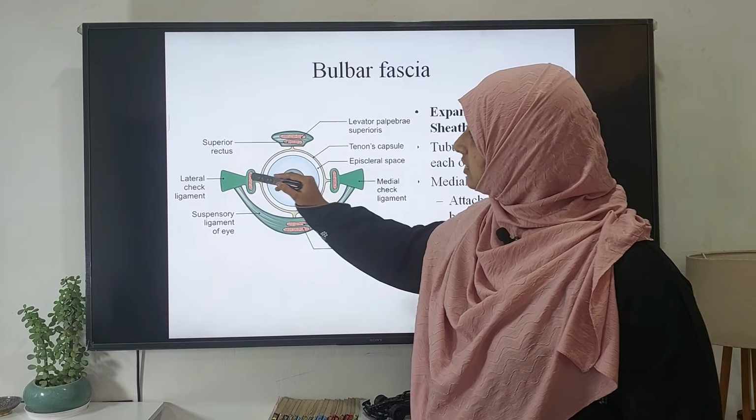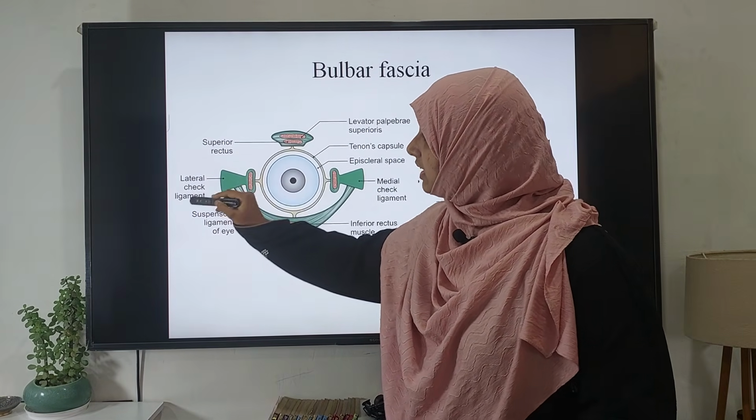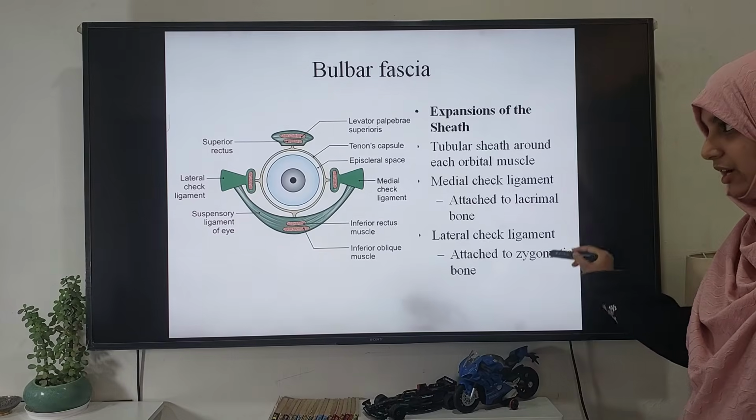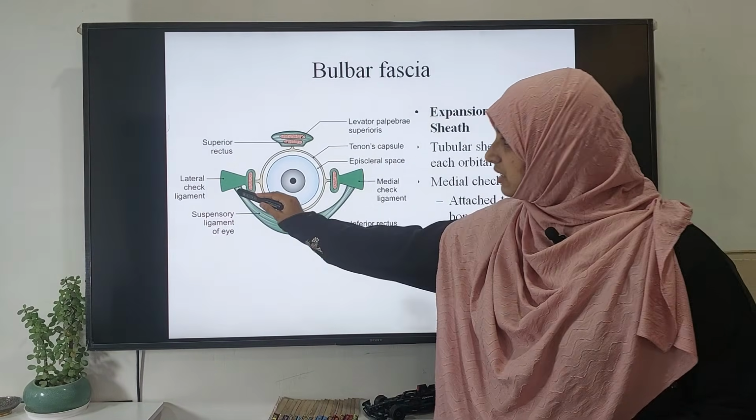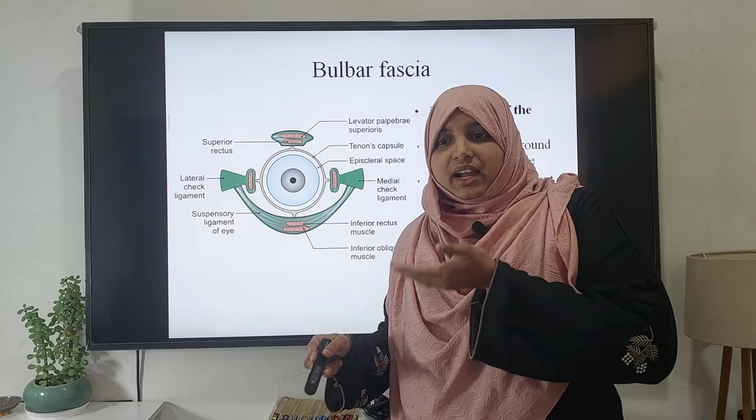Whereas laterally, if you see, this is the lateral rectus, again it is extending outwards to attach to the zygomatic bone, that is the lateral check ligament. Number 3, this is the most interesting part. See, below we have a lot of gravity, right?